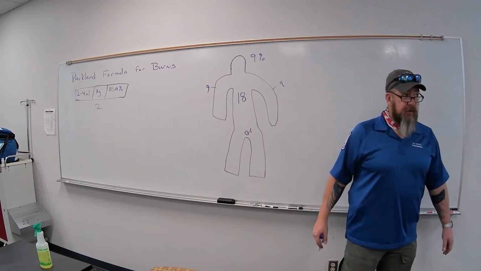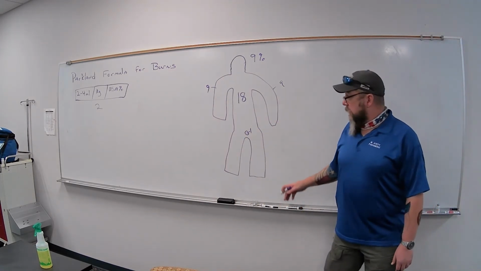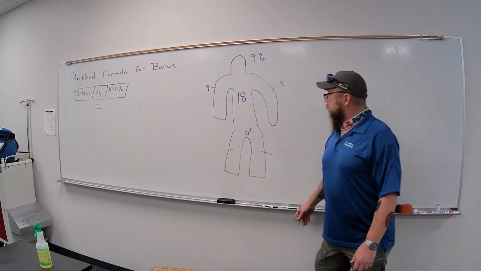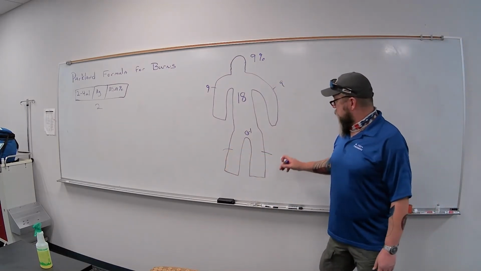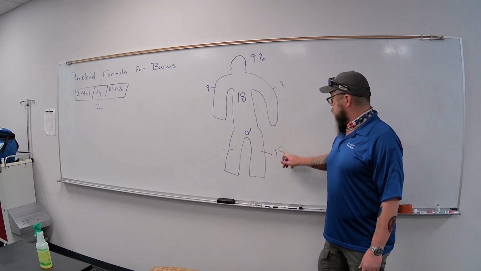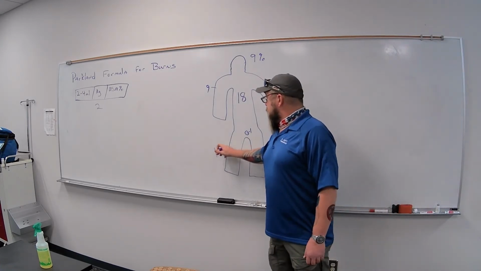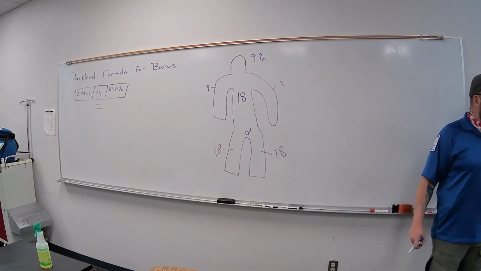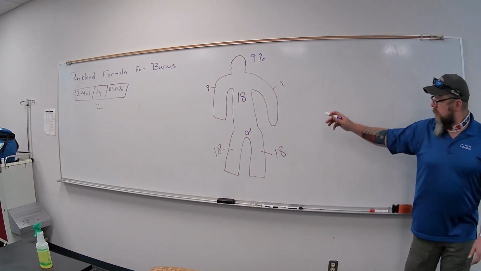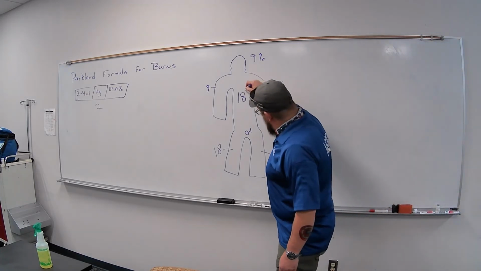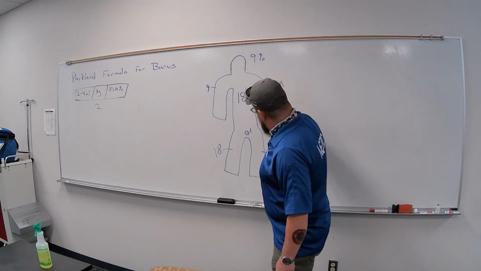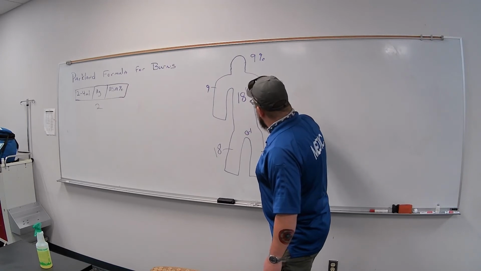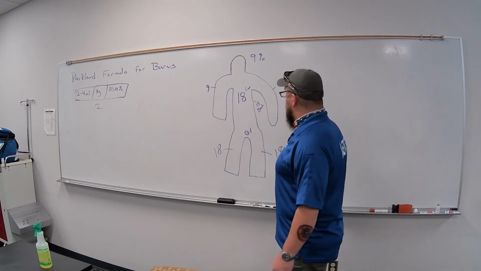And then somebody adding this up? Yeah, I got it right here. 18 for the legs, both legs. This is the front. You get 18 for the back. So 9 and 18.